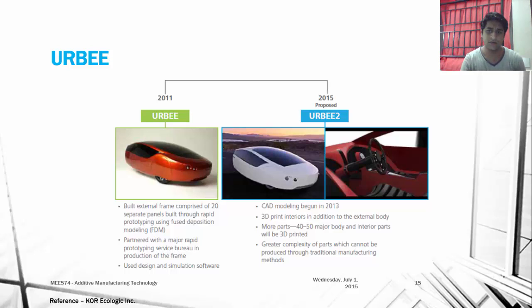Next is the project which is undergoing, that is RB2. CAD modeling of that began in 2013. 3D printing of interiors in addition to the external body is being done in RB2. More parts, that is 40 to 50 major parts and interior parts, will be 3D printed in this version, and greater complexity of parts, which cannot be produced through traditional manufacturing methods, is possible using RP methods.